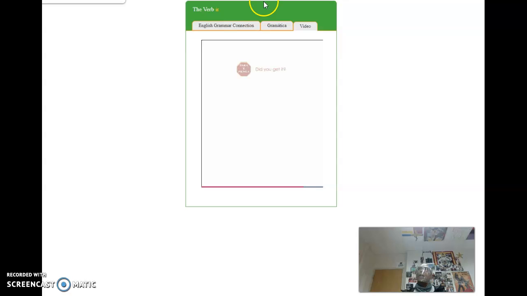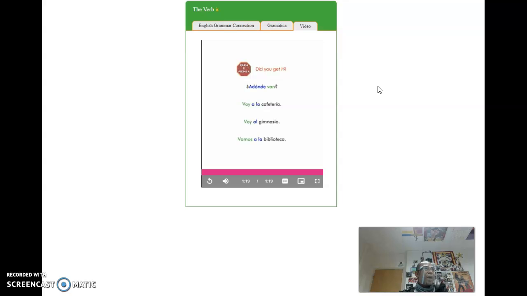Okay, so how many times do they use the verb to go to different places? One was going to the gym, the other one was going to the library, and they were going to the cafeteria, correct? So, ¿a dónde vas? Dónde means where. When you put the preposition a first, it is to where you are going. ¿A dónde vas?